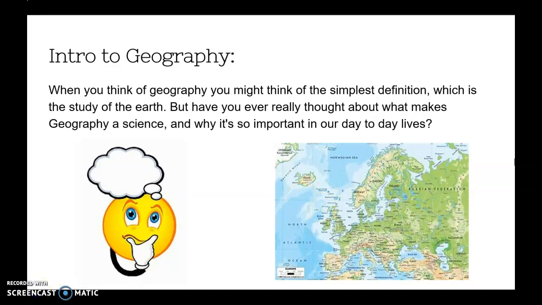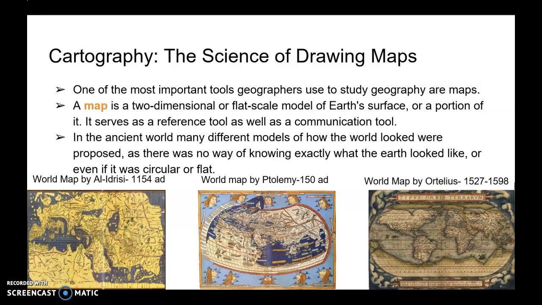Human geography especially helps us make sense of how it impacts our day-to-day lives. One of the most important tools geographers use to study geography are maps. You'll see 3 maps down here below. We're going to look at those in more detail on the next few slides.